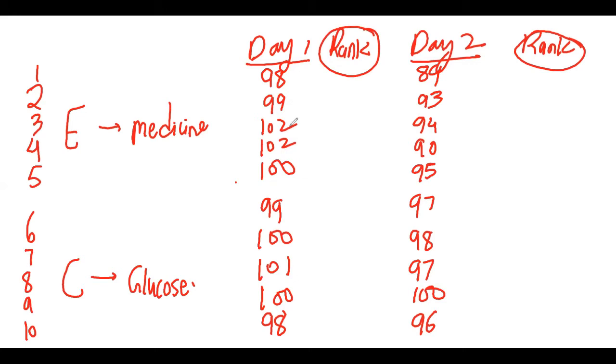So 98 is the lowest value. We are having two 98s here, and they are sharing the ranks of 1 and 2. So I write 1.5 and 1.5 because they are sharing the same rank. Then 99, 99. Again, there are two people who have a fever of 99, so they are sharing the positions third and fourth. So I write 3.5 and 3.5. Then we are having 100, 100, 100. So there are three 100s and they are sharing the positions 5, 6, 7. So we can provide 6, 6 and 6. The average of 5, 6, 7 is 6.